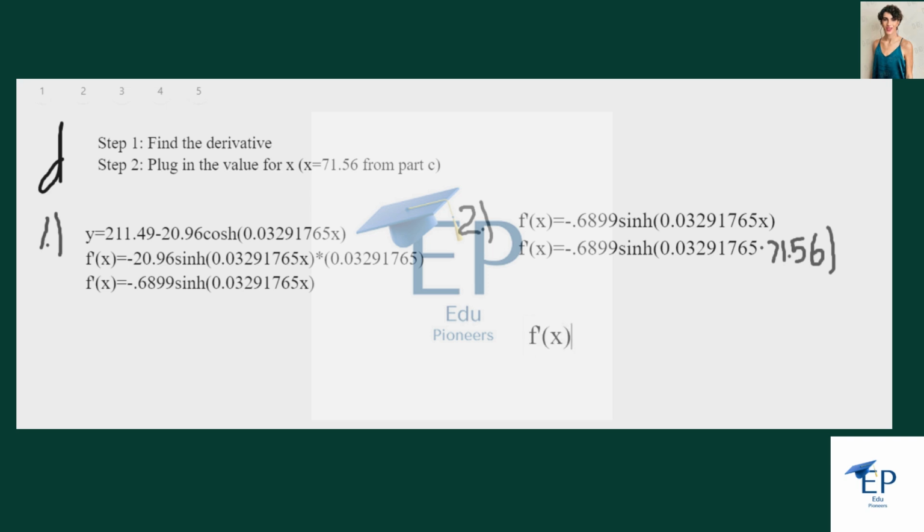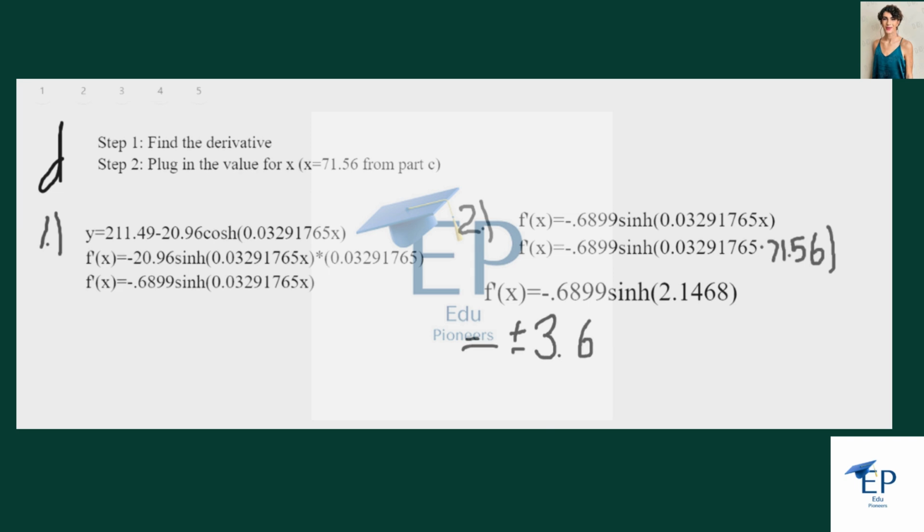And once you do this, you should be left with negative 0.6899 sine hyperbolic of 2.1468. I'm rounding here. When I did the math in my calculator, I tend not to round, so your answer might be off by just a little if you are rounding. And this, again, sine hyperbolic done in your calculator, gives us a slope equal to plus or minus 3.6, 3.5, 3.6, depending on how you rounded.